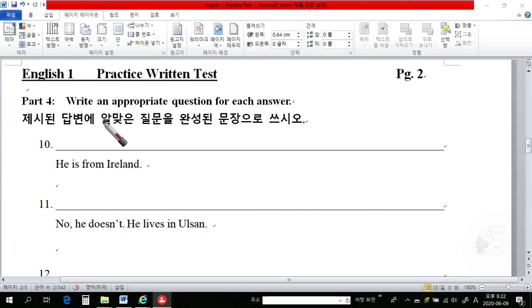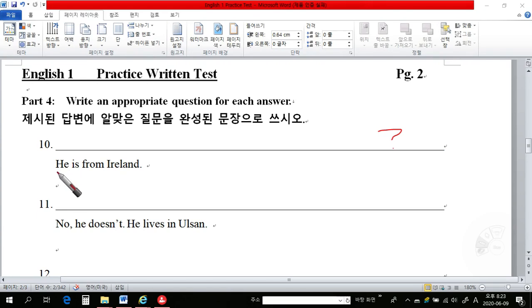Okay, so you're going to write an appropriate question for each answer. Okay, so the answer is given. You must create the question. Okay, in fact, I could put a little question mark here. All right, so you have to figure out what information you're given in the answer, and you can figure out what the question is.